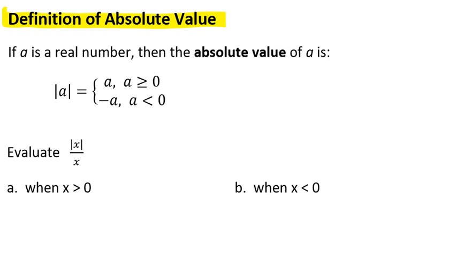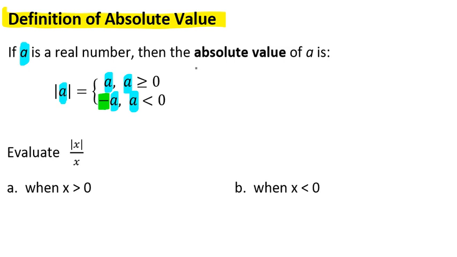Another way that it has been defined is that if a is a real number, then the absolute value of a will be a if a is greater than or equal to 0, and it will be negative a if a is less than 0. It's a little bit more confusing than just talking about the distance between 0 and the number on the number line. So what does that mean?